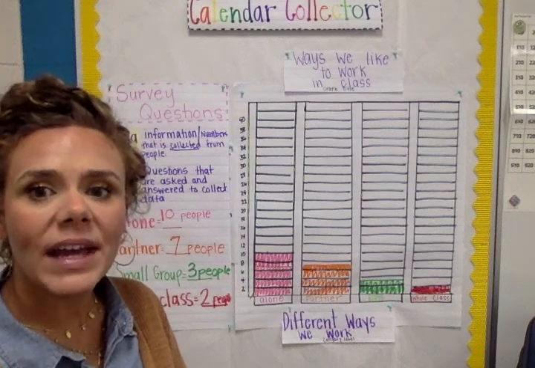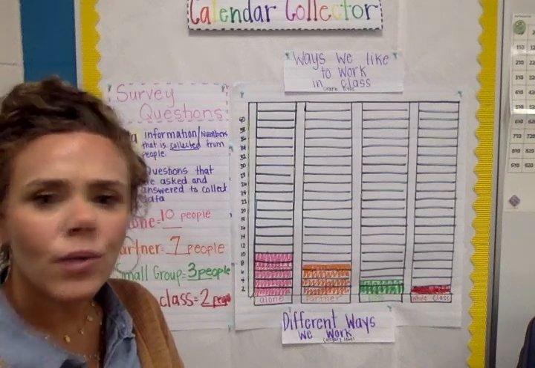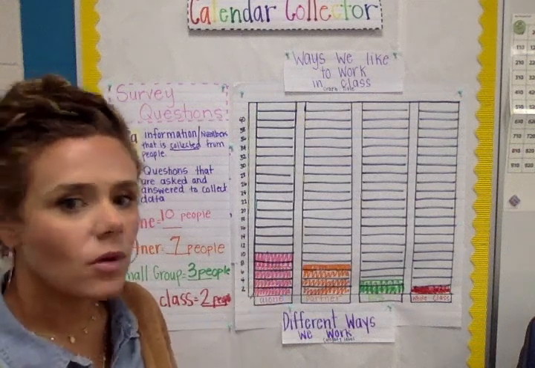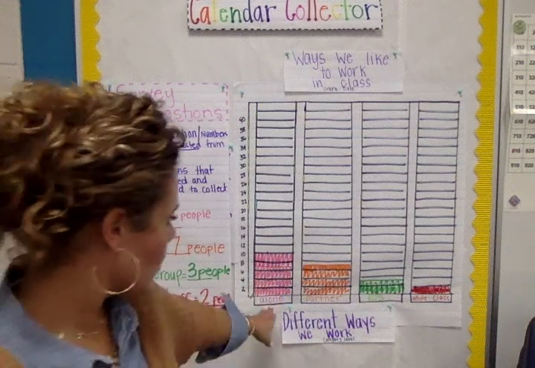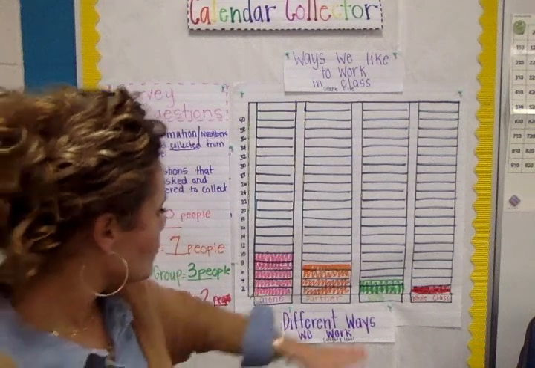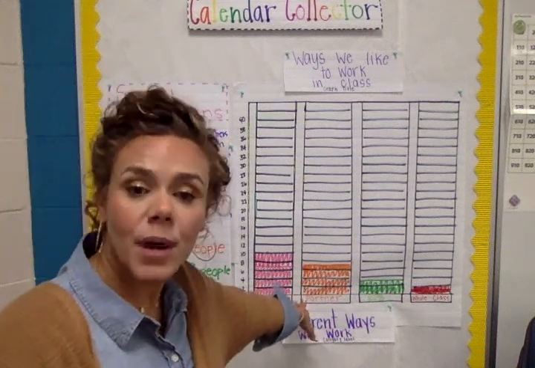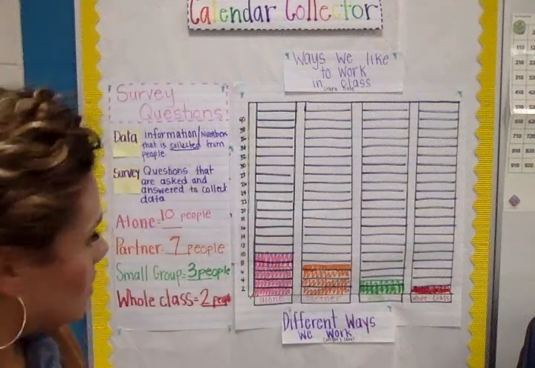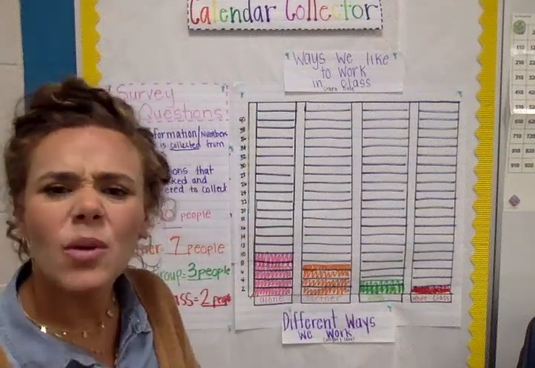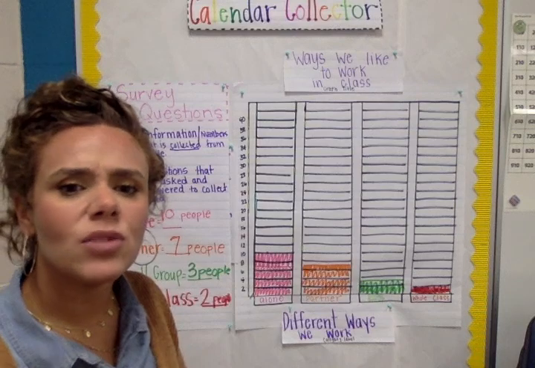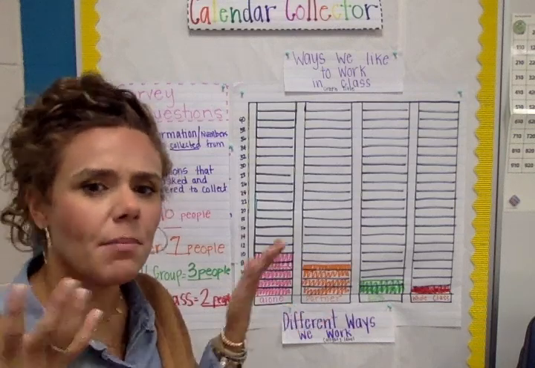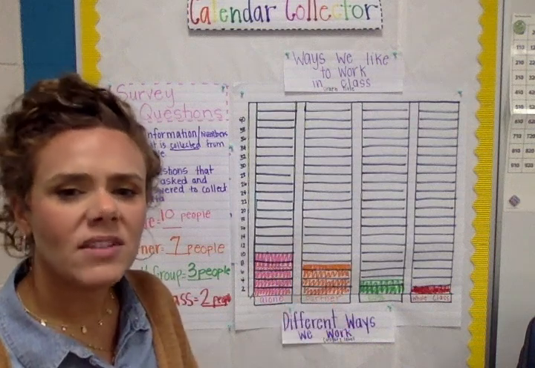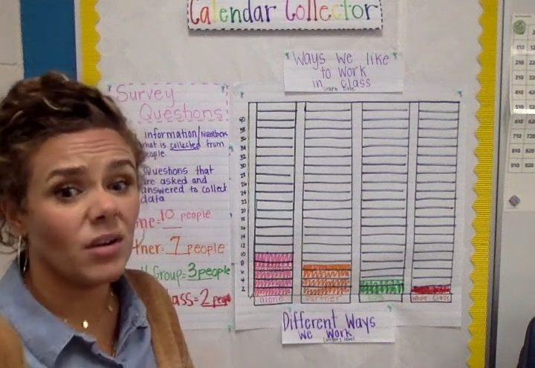What in class, what students like to work which way the most? Do they like to work alone the most? Do they like to work with a partner the most? Do they like to work in a small group the most? Do they like to work in a whole class? I want you to think about that. Students like to do what the most? That means the most amount. And they like to do the greatest amount. And they don't like to work whole class.